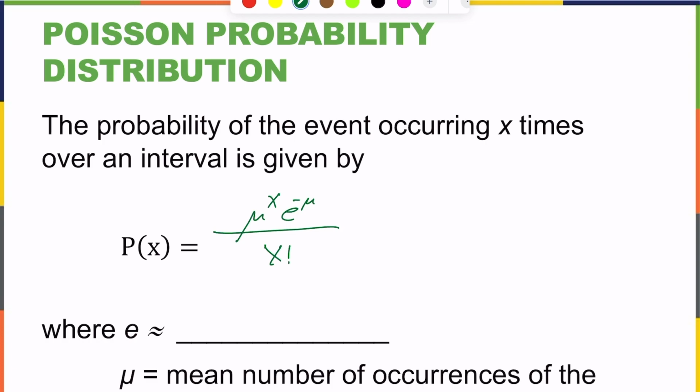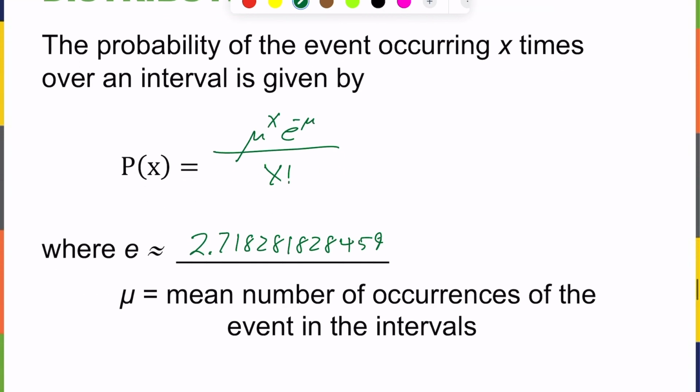So e in this case is a very special number. What is e? e is a very special number that's significant in calculus and finance. Anyway, it's a value like pi. And the value is 2.7182818282459. Anyway, you don't need to write all that. 2.718 is fine.